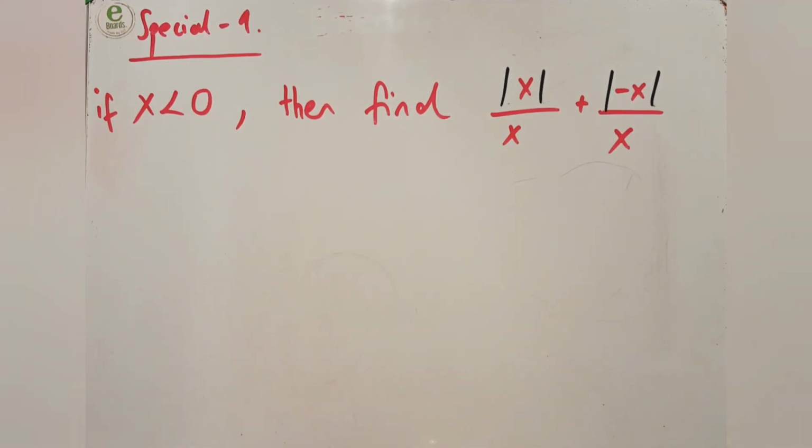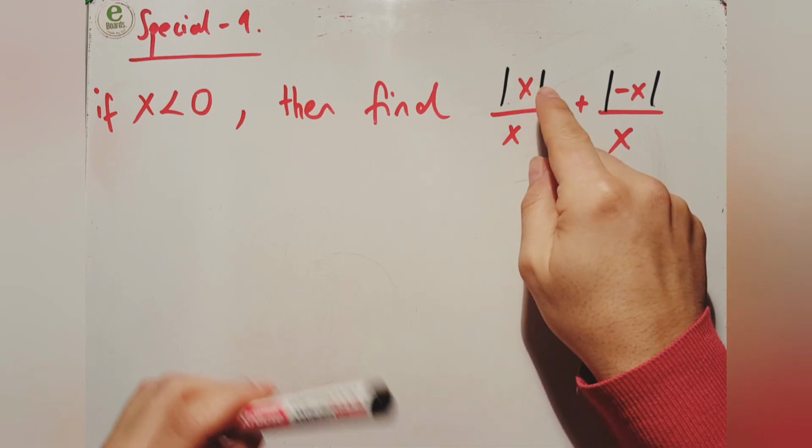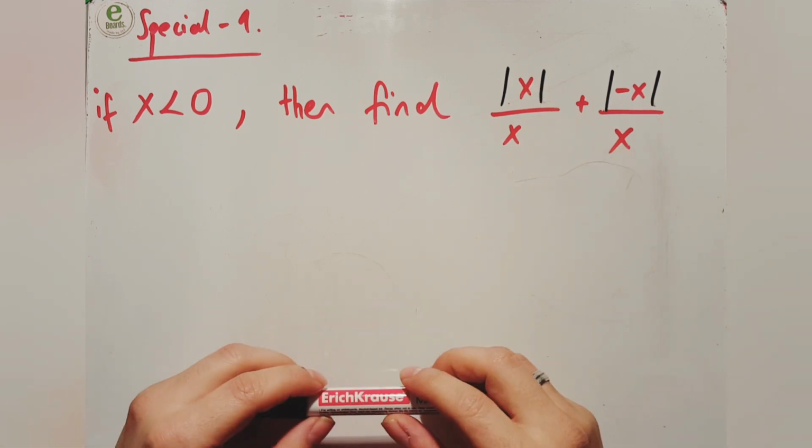Today I'm going to show you how to approach absolute value and give you some tips. On the question given, if x is less than 0, then find the absolute value of x over x plus the absolute value of negative x over x.